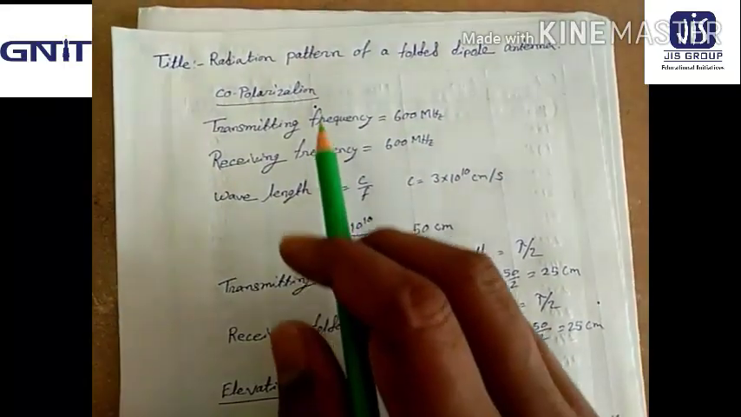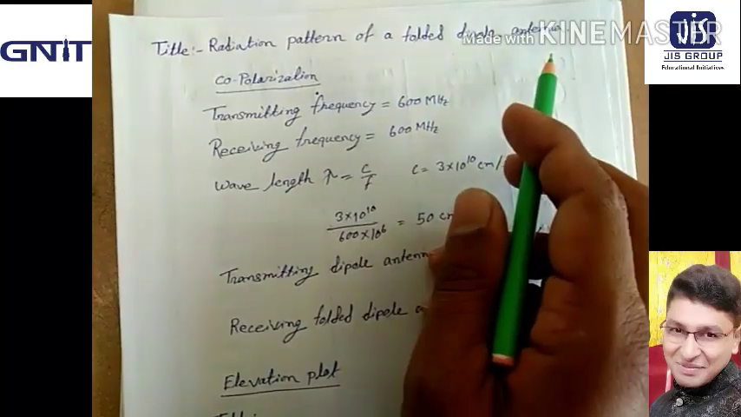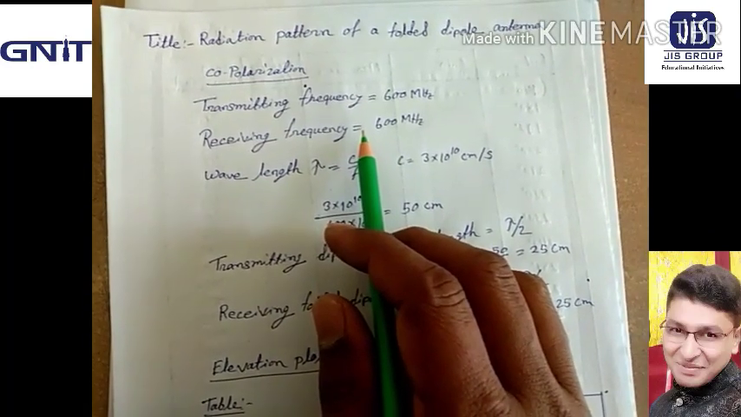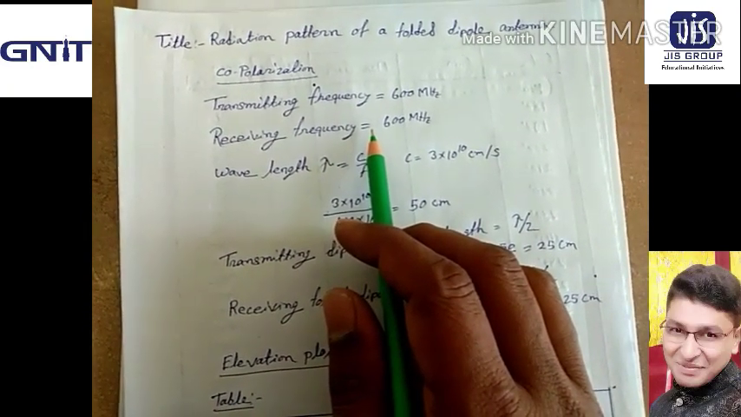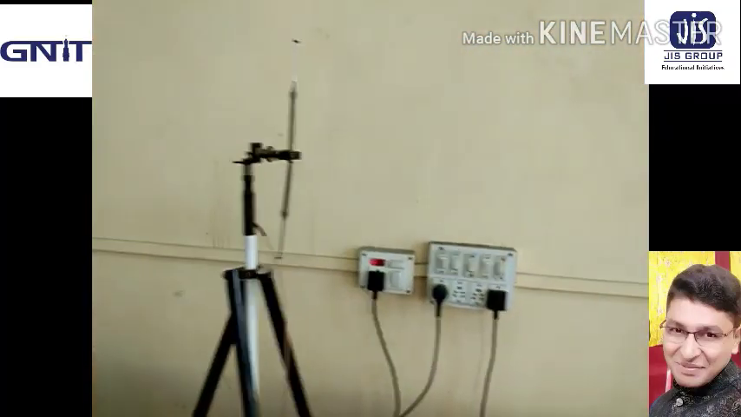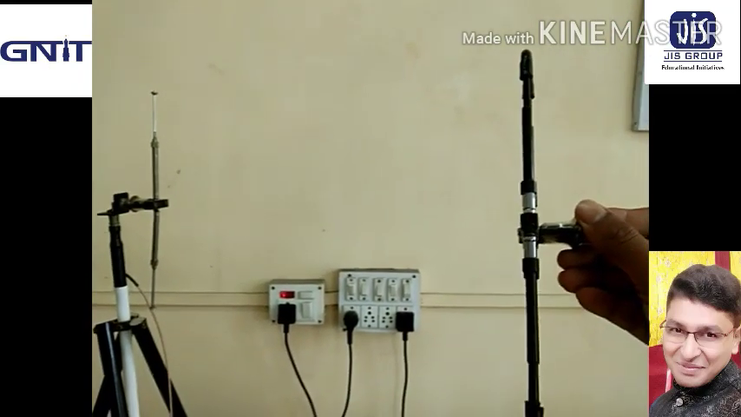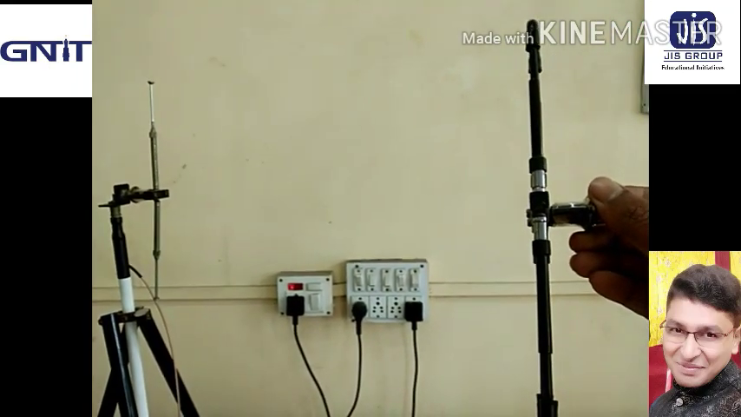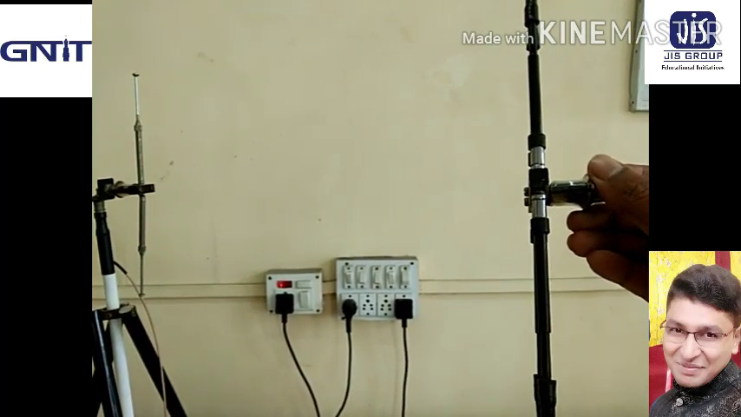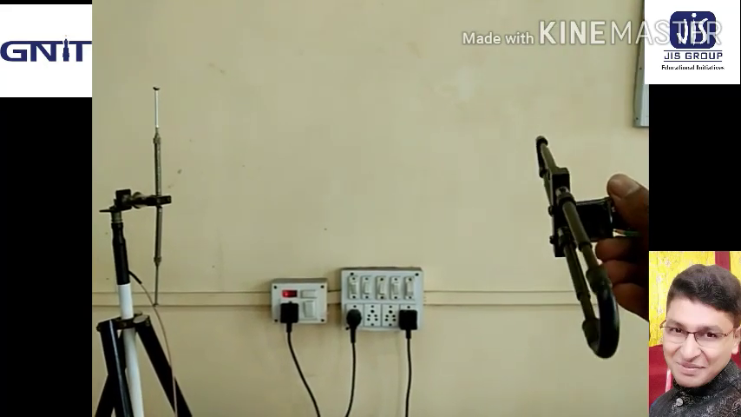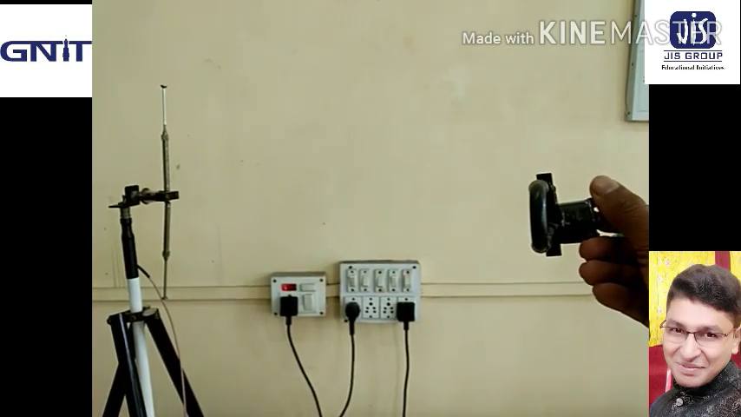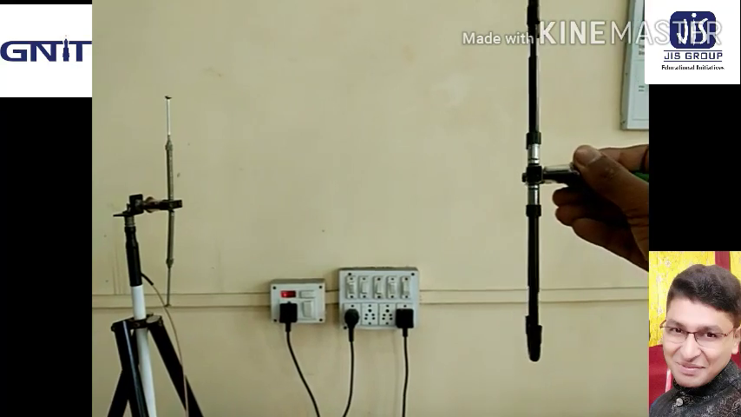Today's experiment is the radiation pattern of a folded dipole antenna. This is also a copolarization measurement. There are two types of polarization: copolarization and cross polarization. When both the transmitting and receiving antennas are in the same orientation, horizontal or vertical, that is called copolarization, and when one antenna is horizontal and the other is vertical, that is called cross polarization. This is cross polarization and this is copolarization.